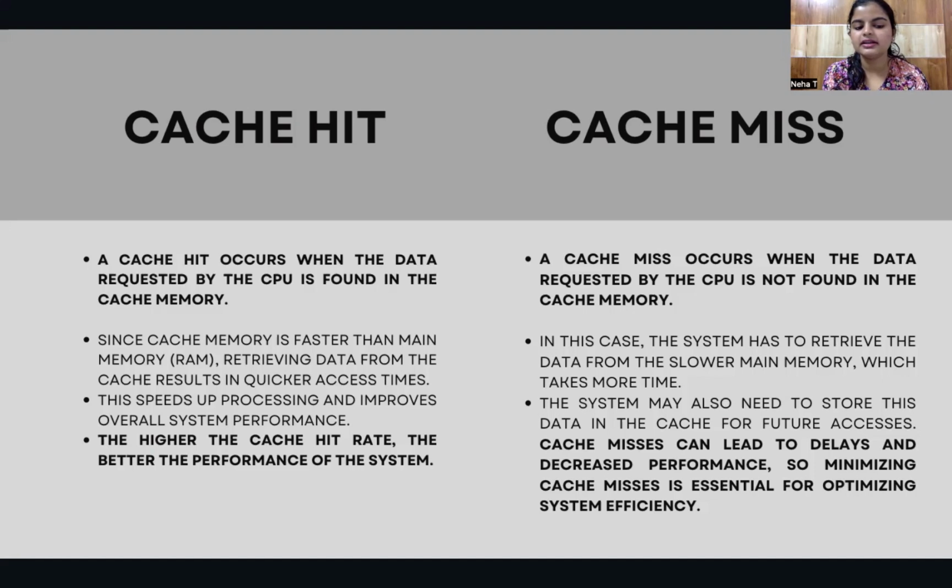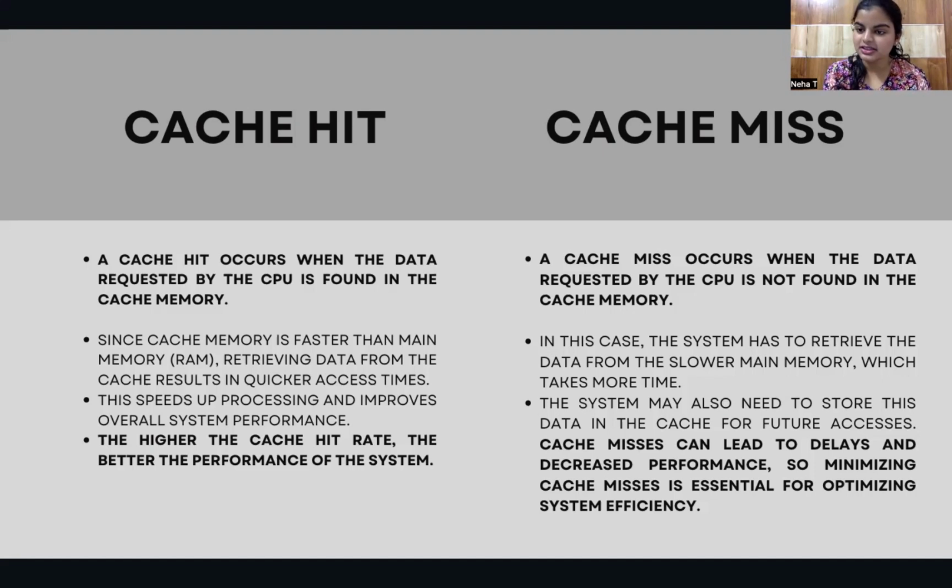And so it leads to better performance of the system. Now it's the opposite in a cache miss. In this case, the system has to retrieve the data from the slower memory. If the data requested by the CPU is not present in the cache, it is known as a cache miss.